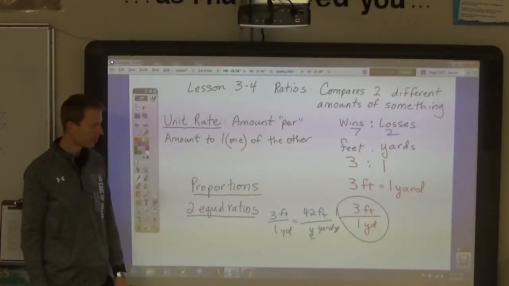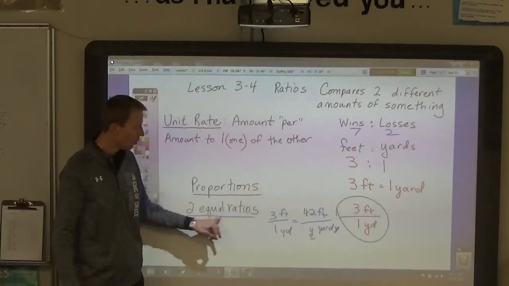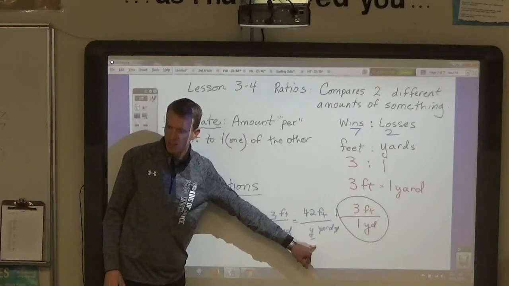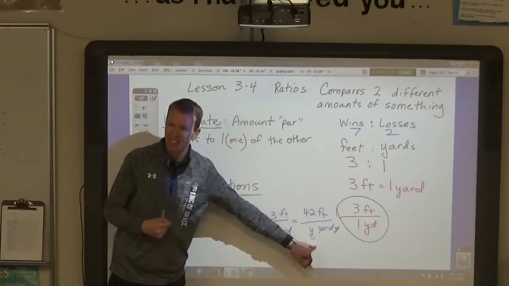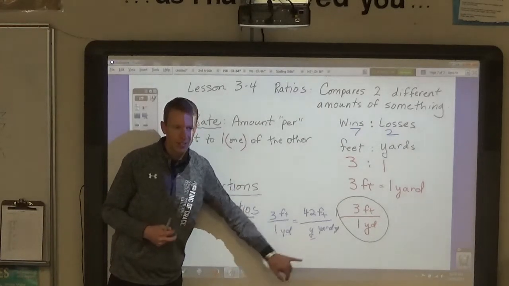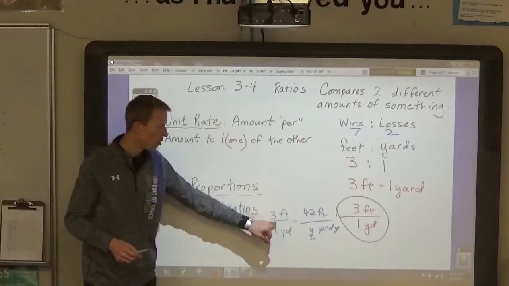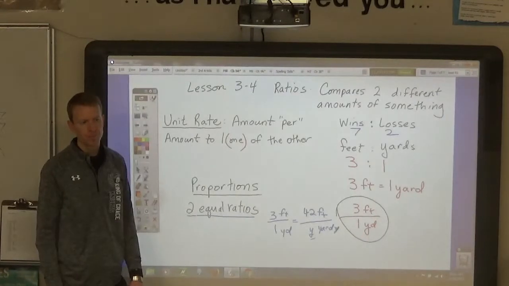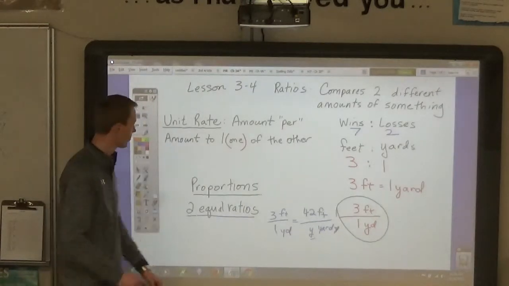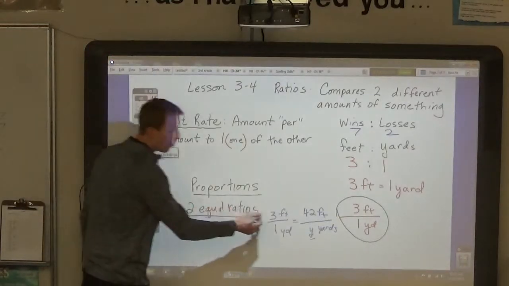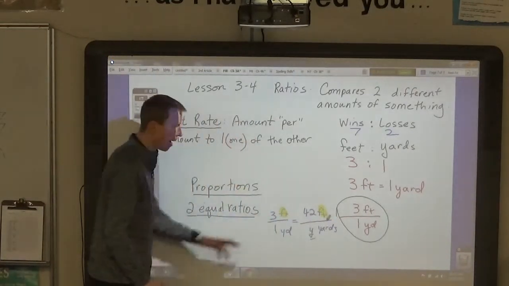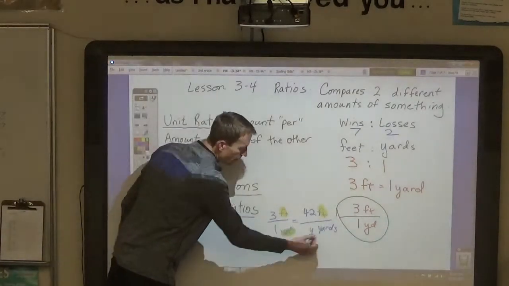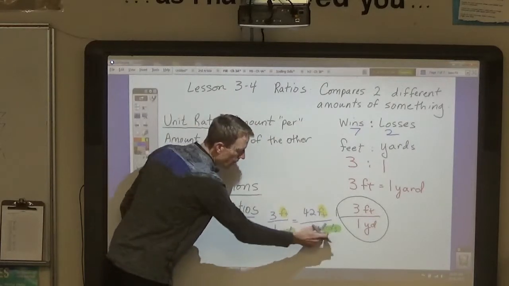Okay? This is called a proportion. 2 equal ratios, but we don't know what the fourth quantity is. Okay, Dylan, focus. Do you understand? A proportion is 2 equal ratios. All right? Now, to set up a proportion properly, you just have to have the labels that are the same on the same level. So the feet are on the top level, the yards are on the bottom level.